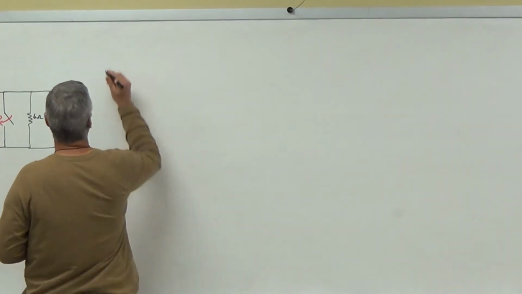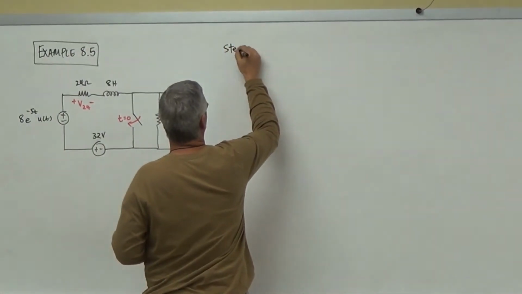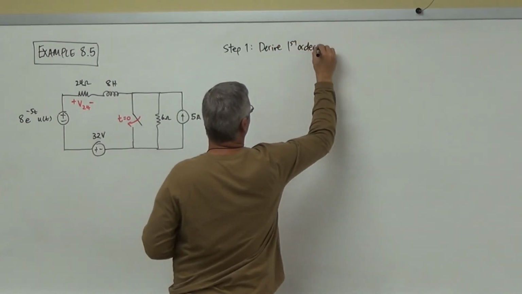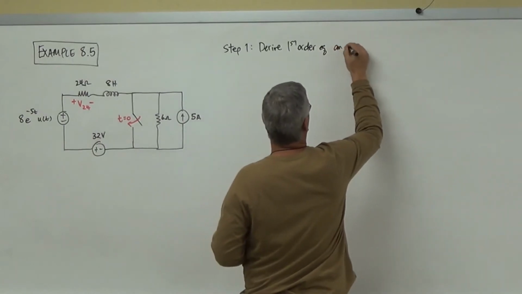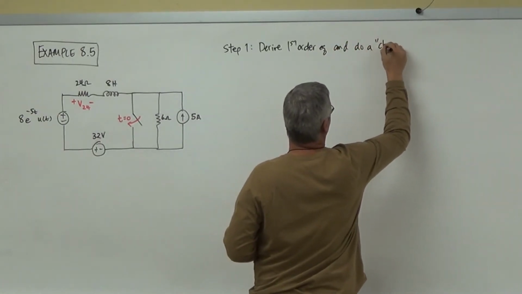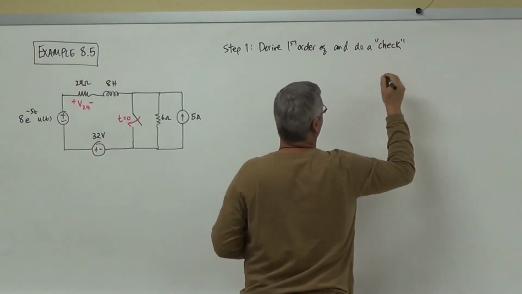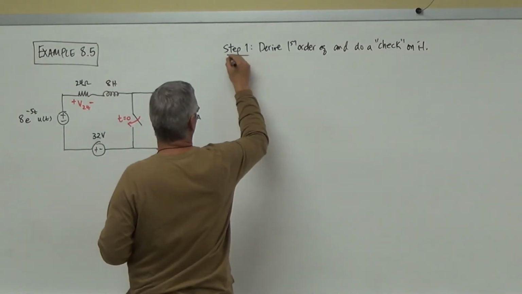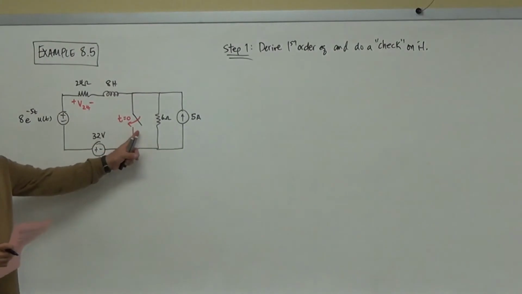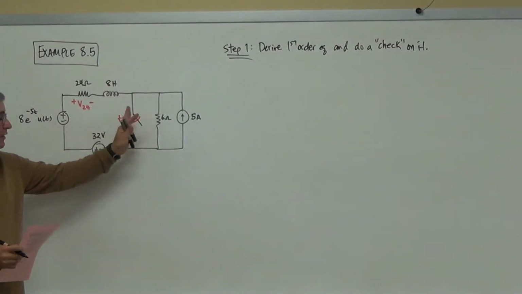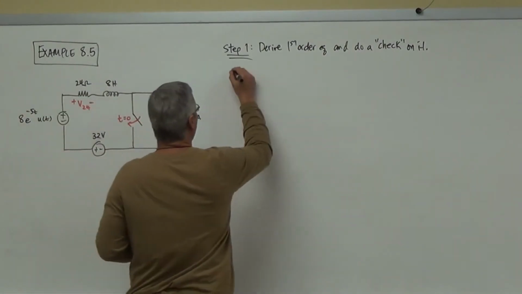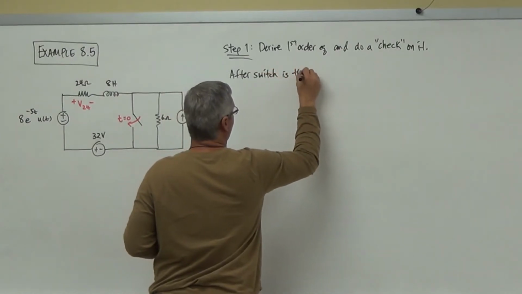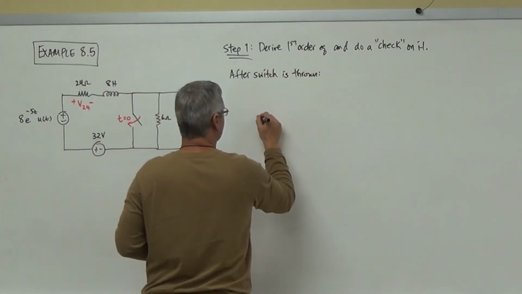So, first thing that I want to do here is look at step 1, where I want to derive the first order equation and do a check on it. Okay. So here we go. So the first thing I want to do here, note that the switch is closed, so therefore there's nothing there. So after the switch is thrown, we get a circuit that reads like this.